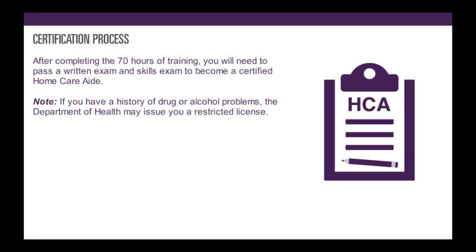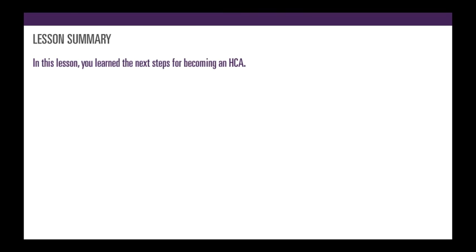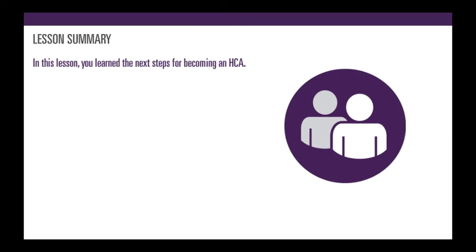Please note that if you have a history of drug or alcohol problems, the Department of Health may issue you a restricted license. Call the Department of Health at 360-236-2700 to learn more. In this lesson, you learned the next steps for becoming an HCA.